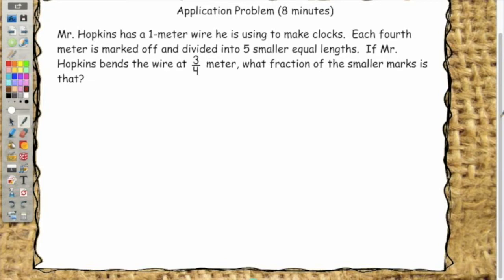If Mr. Hopkins bends the wire at 3/4 meter, what fraction of the smaller marks is that? Okay, so here's what I want to talk about. We have a total, don't we? Yes. And we know what the denominator is. Okay, so what can we draw?